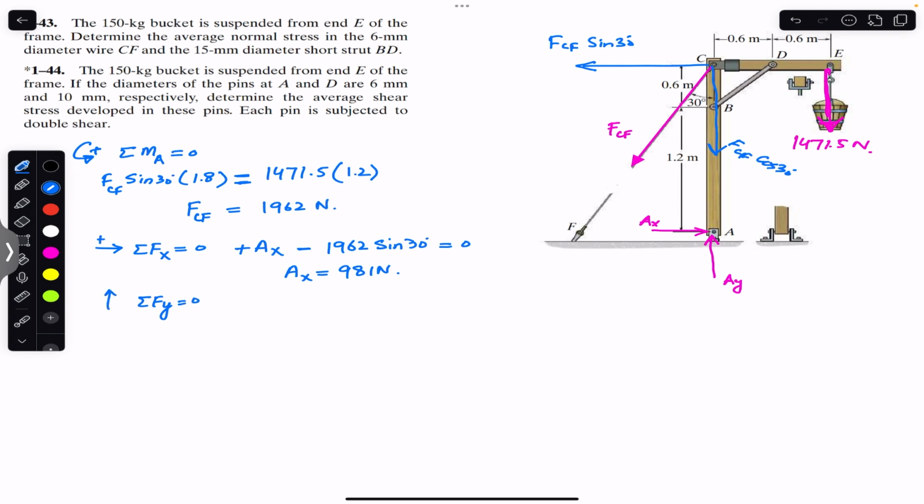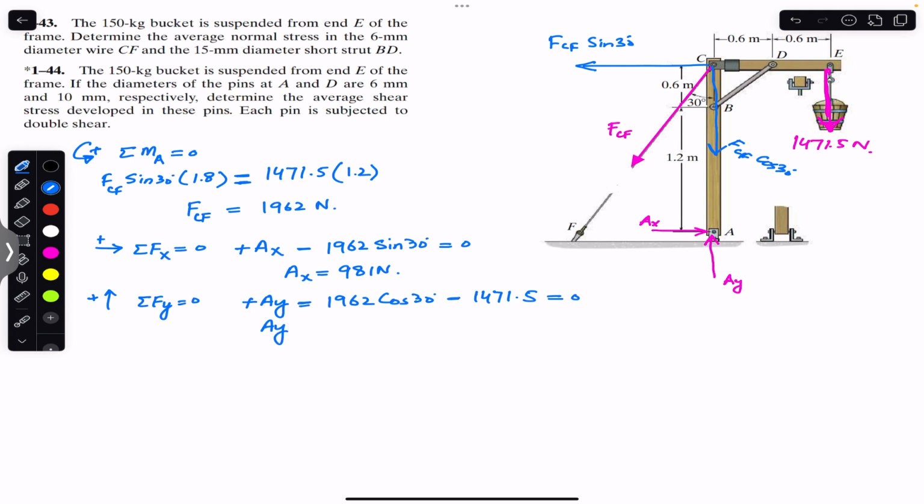Upward direction is considered to be positive. So we have ay in the positive y direction, so plus ay. We have the cos component of FCF in the downward direction, so we will write minus 1962 cos of 30, and then we have the weight of the bucket in the downward direction, that is in the negative y. So we will write minus 1471.5. This is equal to 0.